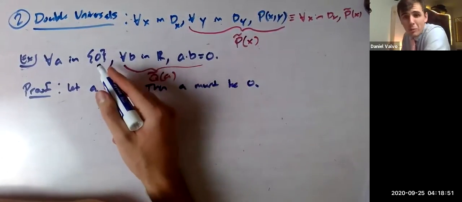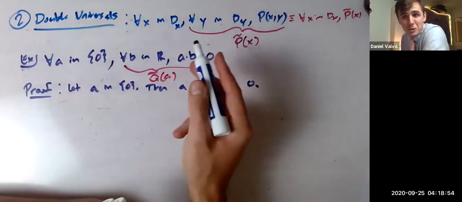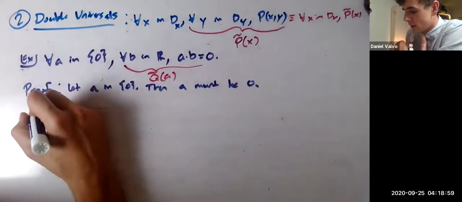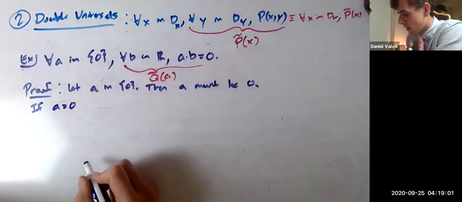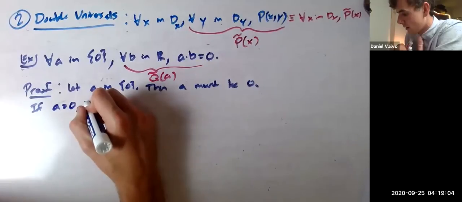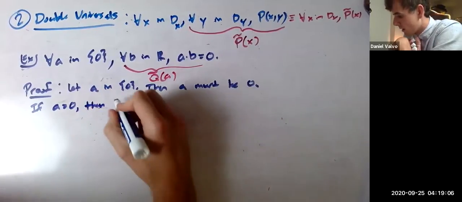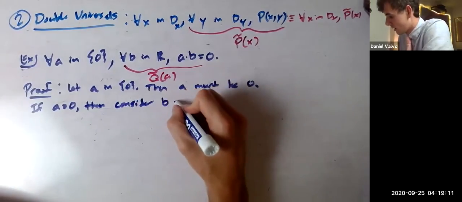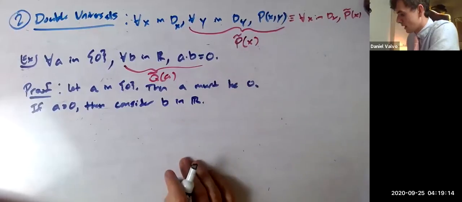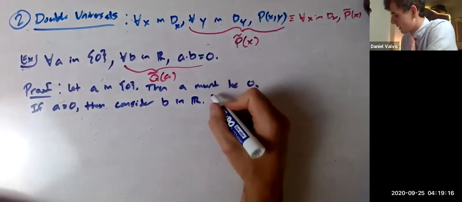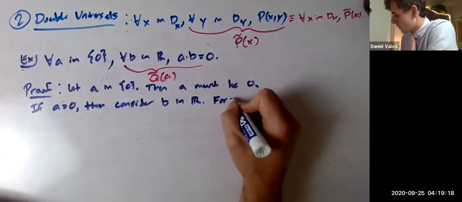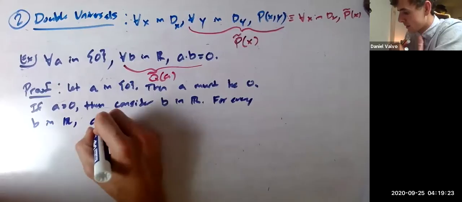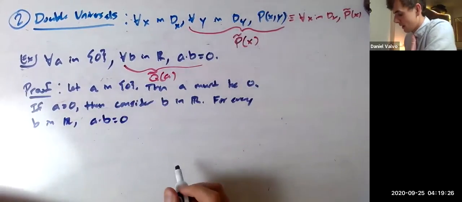If there's more than one thing in the domain, here's the part where we go like, if it was 0, 1, 2, 3, you'd say A must be 0, A must be 1, 2, or 3. Those are options. If A equals 0, then consider B in the real numbers. For every B in the real numbers, A times B equals 0.